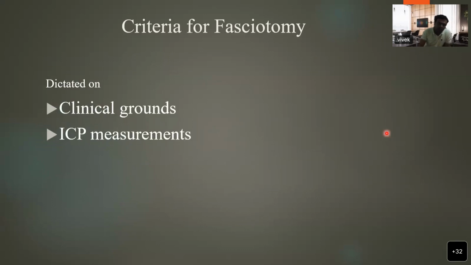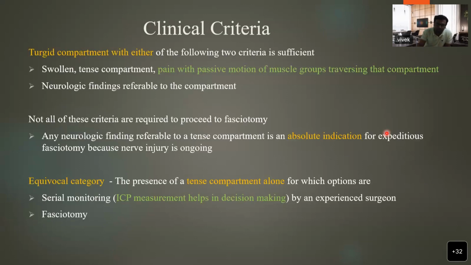So how do you decide when to go ahead with fasciotomy? This is dictated by clinical grounds and intracompartmental pressure measurements. The clinical criteria would include a turgid compartment with either of two criteria: pain with passive motion of muscle groups traversing that compartment, or a neurological finding limited to that particular compartment. This is enough to go ahead with fasciotomy in any particular patient.